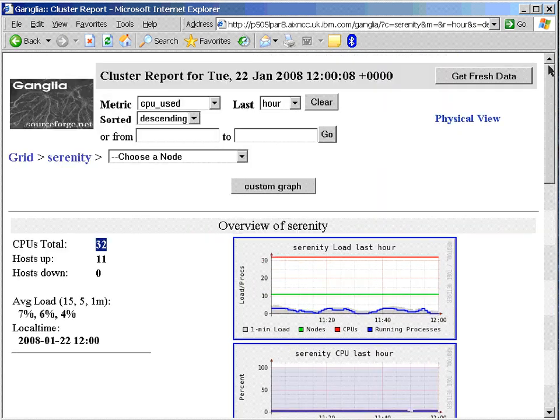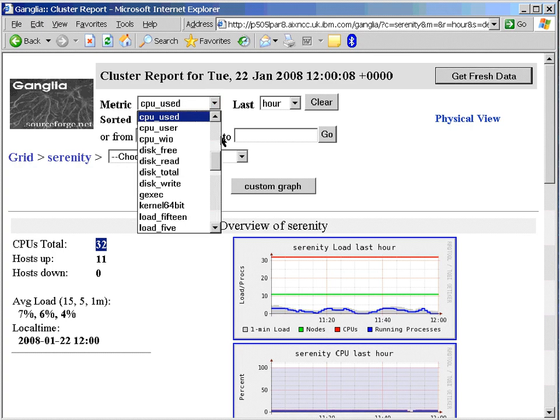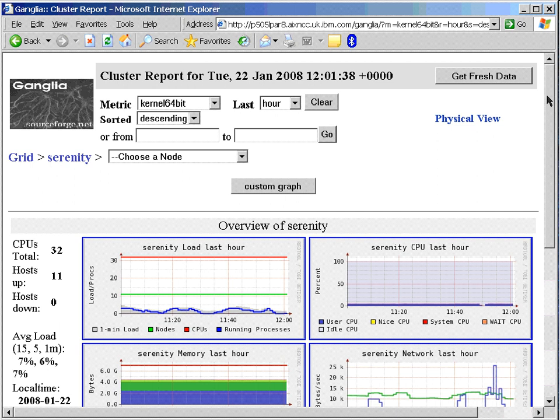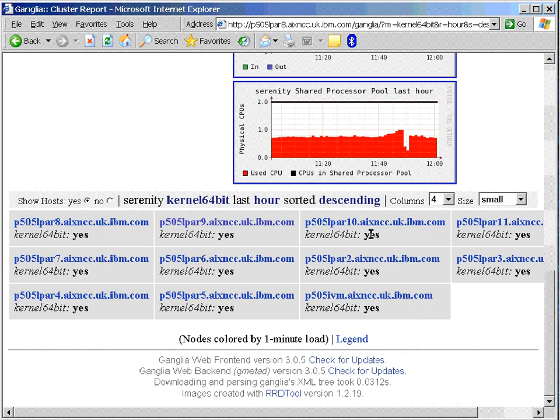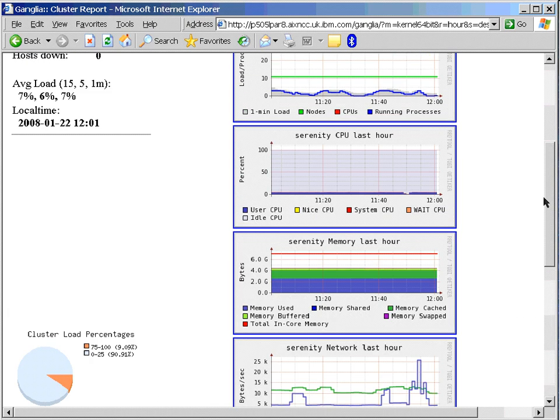If I go back up the top here, we can see that we can control things that we're actually monitoring. For example, we're currently looking at CPU use, but we can look at any one of a large collection of different numbers in here. So we can look at the CPU used, a particularly useful one, but we could look at something, for example, are we using 64-bit operating systems here? So again, I scroll down to the bottom, you have a yes everywhere, good.